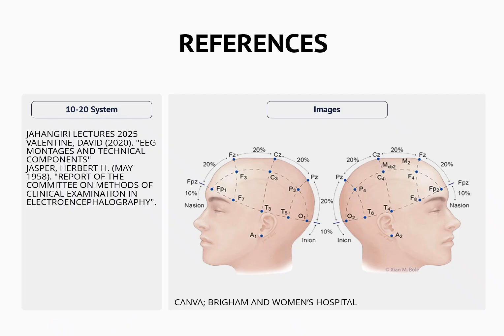Okay, so these are just the references. The principles of this presentation came from Jasper's 1958 EEG standardization report. In addition to that, I've also used modern guides by Valentine as well as Dr. Jahangiri's lectures. The images were created using Canva and resources from Brigham and Women's Hospital.